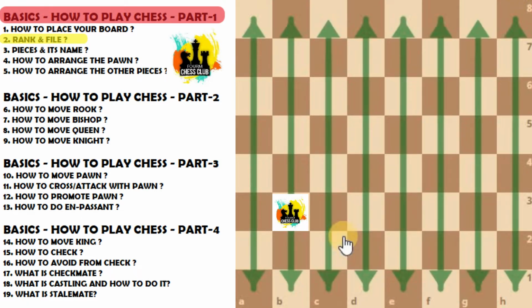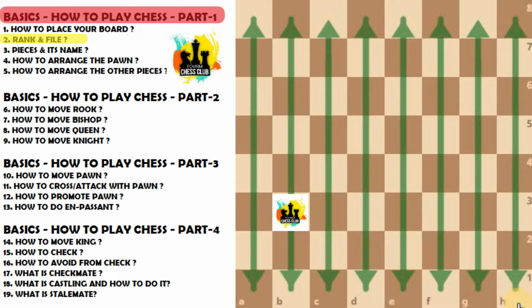What is file? File is nothing but the column in the chessboard, which goes from top to bottom and bottom to top. To denote the file, we use letters from A to H: A, B, C, D, E, F, G, H. This is called file.